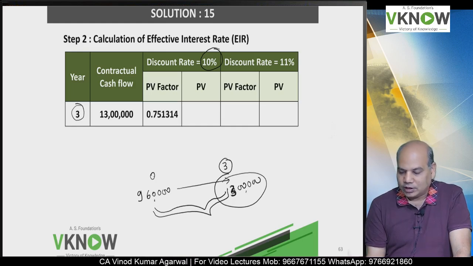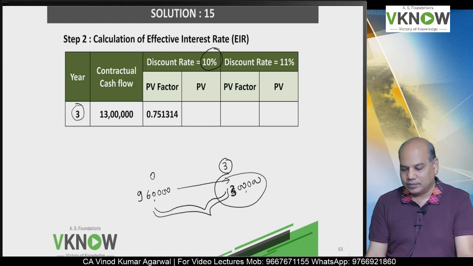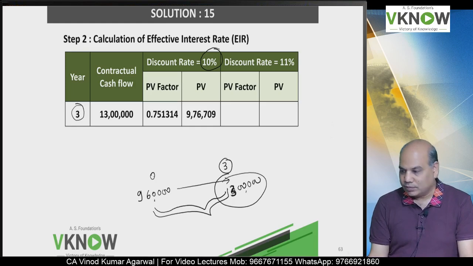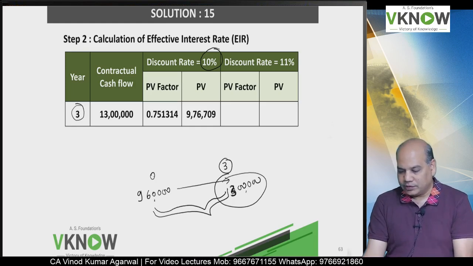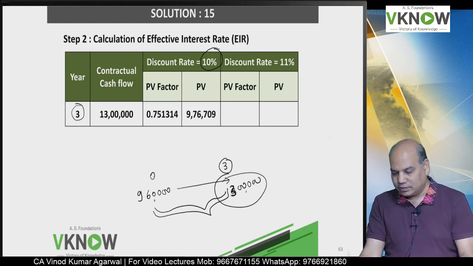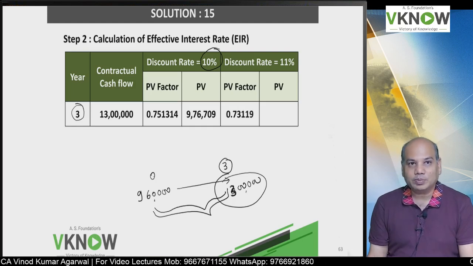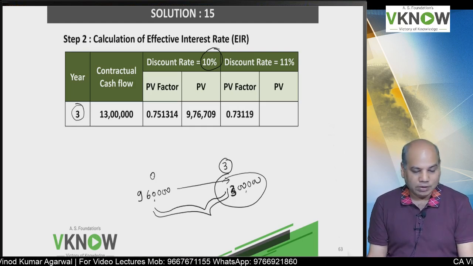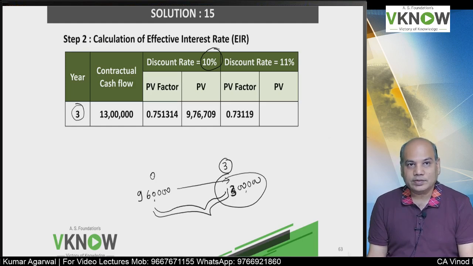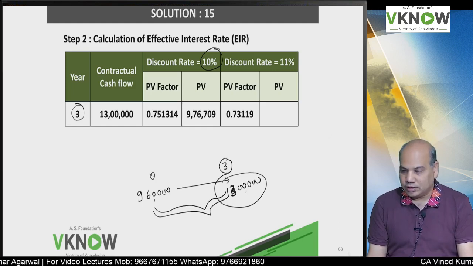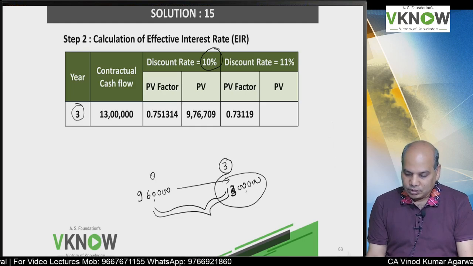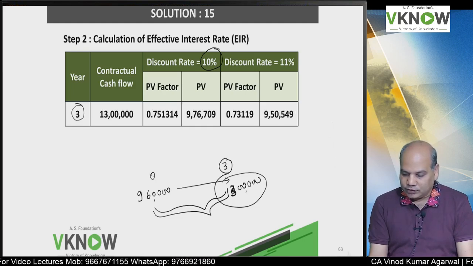10% third year factor 0.7513. Multiply, please. The present value is 9,76,709. Then take 11%, third year factor 0.73119. Multiply. Present value is 9,50,509.